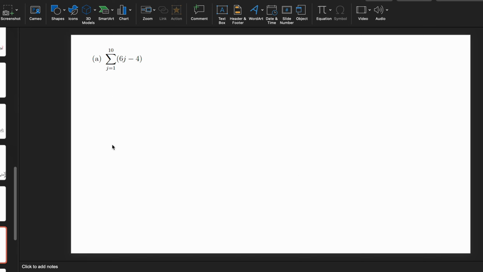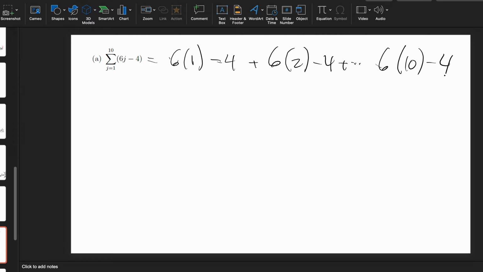Okay, let me do this example now. This is the sum of 6j minus 4. It wants me to expand this, and then find the answer. To expand this out, this would be 6 times 1 minus 4 plus 6 times 2 minus 4 plus, and you would keep going up to 6 times 10 minus 4.